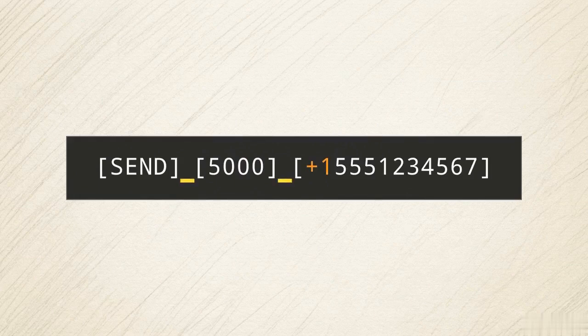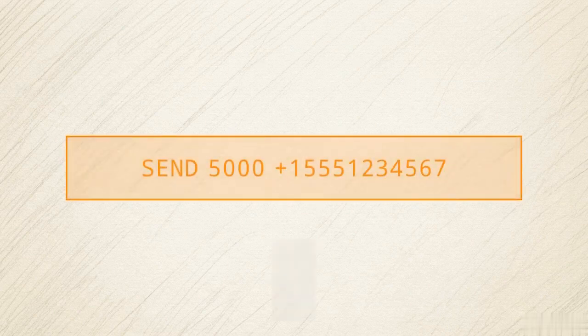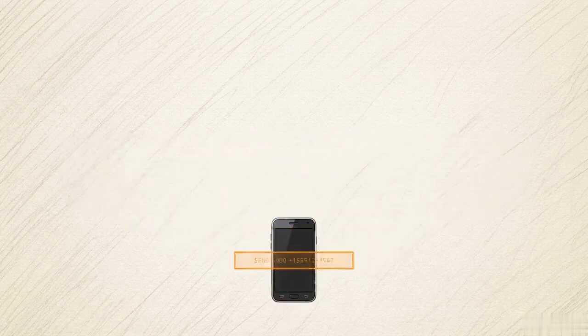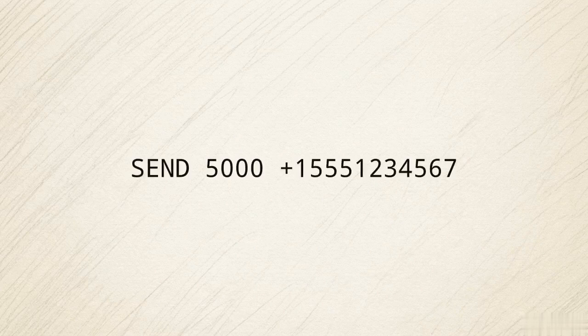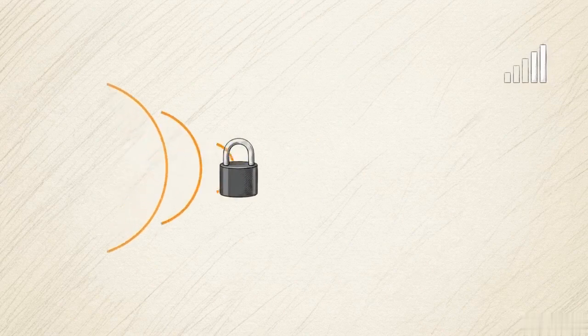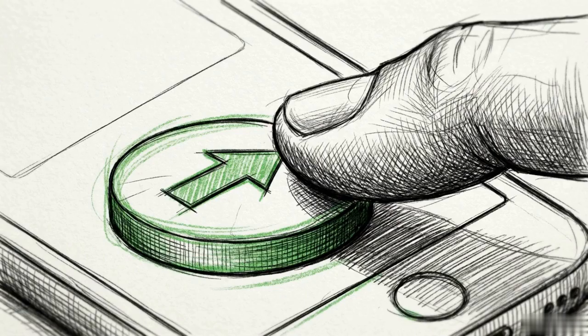The spacing parameters are exact. You must place one single space between the verb, the volume, and the destination. Formatting failures, such as double spaces or missing plus signs, will trigger a system rejection. This strict formatting is the translation layer that turns your instruction into a cryptographic command compatible with a low-bandwidth channel. Once the syntax is verified, press the send button.